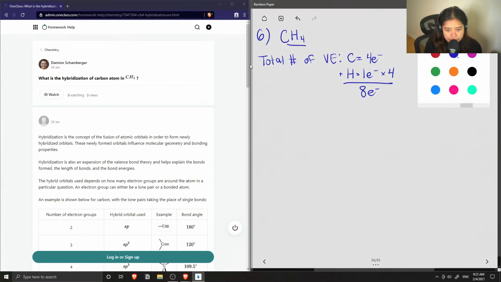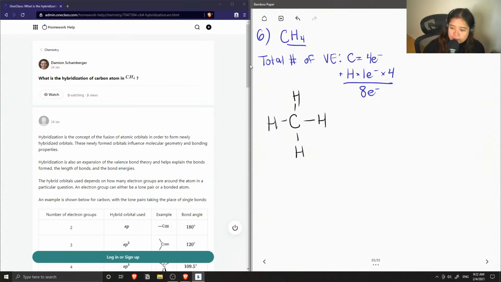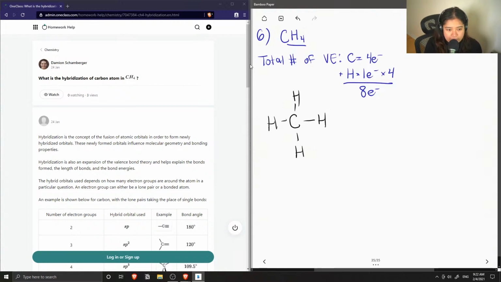So now if we drew out a skeletal structure with carbon as our central atom, we can draw the 4 bonds to hydrogen. And if we recall that each bond contains 2 bonding electrons, then you can see that we already have our 8 electrons in this structure. So this is the final Lewis structure of methane. So now we need to find out carbon's hybridization.